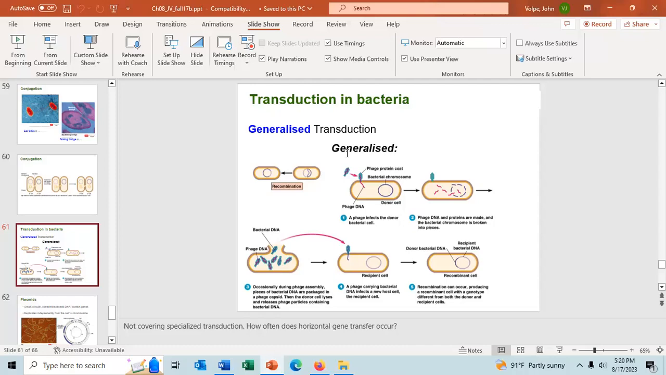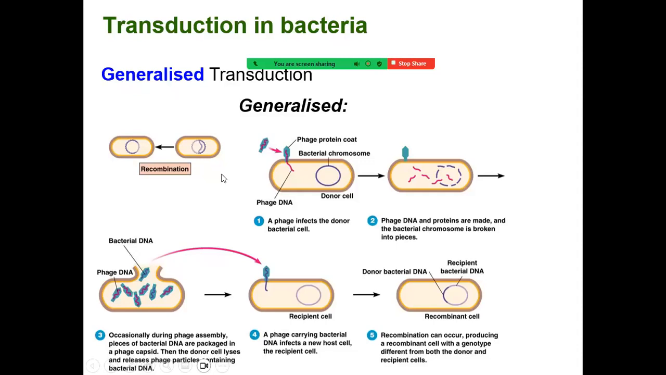Well, transduction does happen in bacteria. Let me blow this up. What happens is a cell becomes infected with a virus. We're talking about generalized transduction. The virus, when it infects the cell, will then inject its nucleic acid into the cell. And we're going to talk about it as a DNA virus just to make it a little easier.